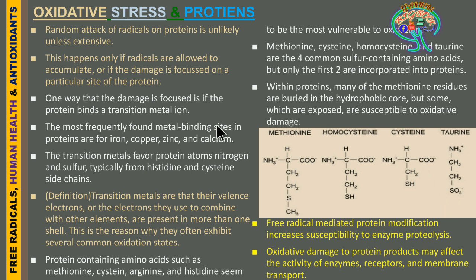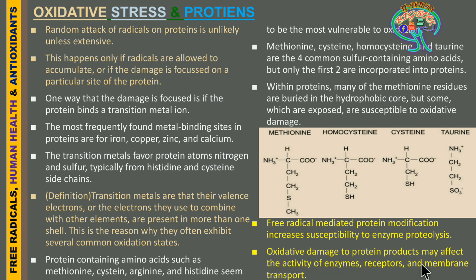Free radical mediated protein modifications increase susceptibility to enzyme proteolysis. Whether it is the transition metal action or the action of the oxidative radical on the sulfur-containing amino acid, this is going to make that particular protein susceptible to the proteolytic enzyme, which is going to cleave the protein. As the protein is not in the normal structure required by the homeostasis process within the tissue or the cell, this enzyme proteolysis is definitely going to act upon this particular protein.